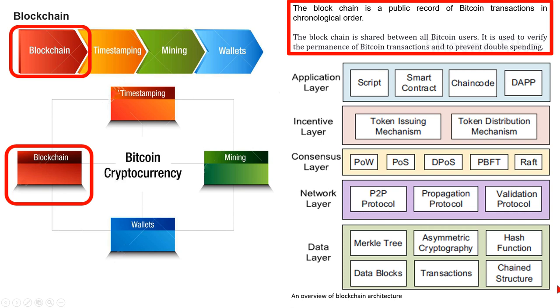From the perspective of how the ledger is maintained, blockchain can be divided into 3 categories, which are public blockchain, consortium blockchain, and private blockchain respectively. In public blockchain systems, the ledger is open to the public. Everyone can be the maintainer of the ledger if they want. Bitcoin and Ethereum are 2 typical public blockchain systems.